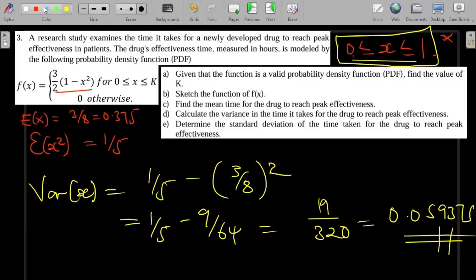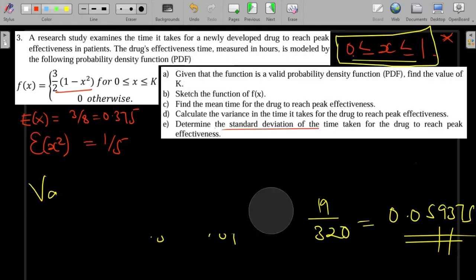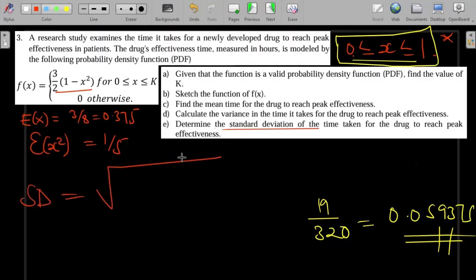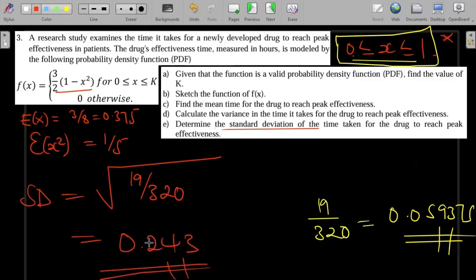Of course, the following question will be to determine the standard deviation. So once you have your variance, you should smile when they ask you about standard deviation. The standard deviation will just be the square root of the variance. So the square root of 19 over 320 is going to be equal to... when I punch my calculator, it's giving me approximately 0.243. So kindly confirm with your own calculators as well. So that would be our standard deviation.